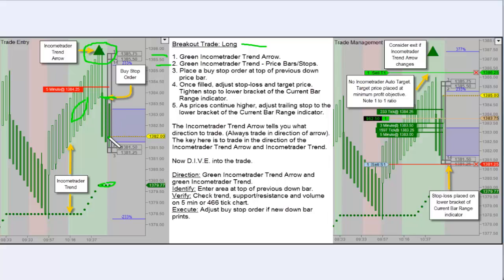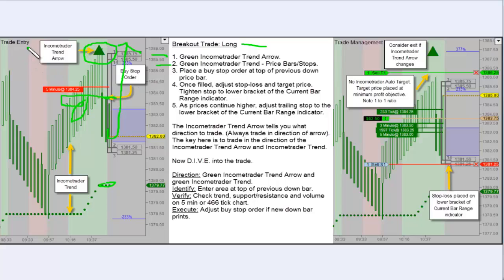This one's still forming, it's still fluctuating back and forth. This one is already closed as prices move on to the next period. So we're going to put a buy stop order right here so that as prices come back up in the direction of the trend arrow and the green price bars, we're looking for a fill. And then we're looking for the market to break out and continue to go higher. So that's the strategy here.